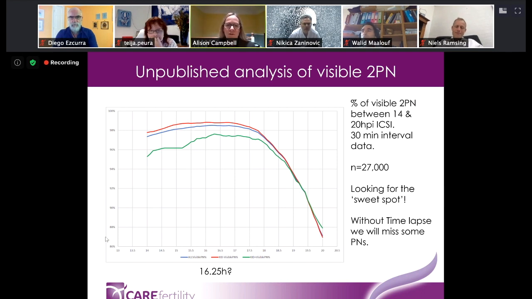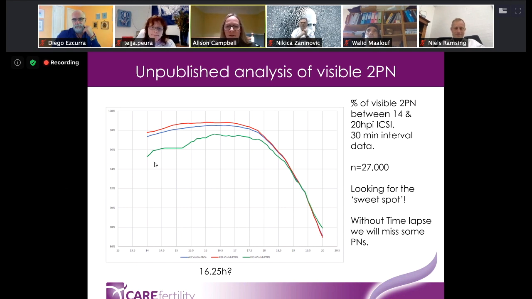And what we're looking for is a sweet spot. So these are all ICSI, and we're trying to see if we only have one chance to look for fertilization in our standard practice, when should we do that? Should we do it at 17 hours plus or minus 1 hour? Because that's a 2-hour window, or should we be more precise?